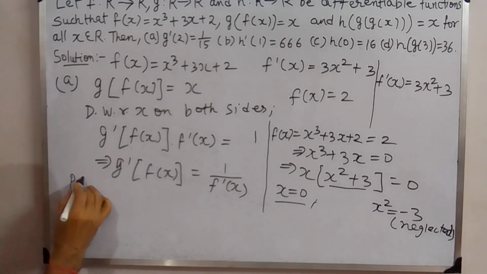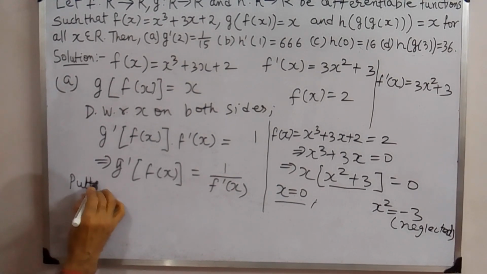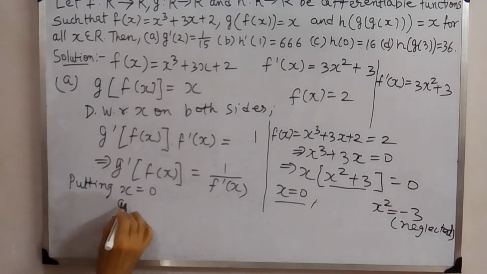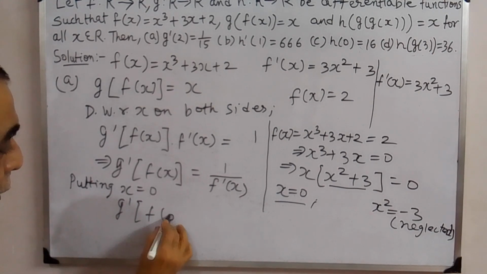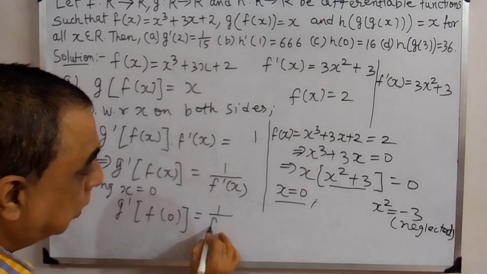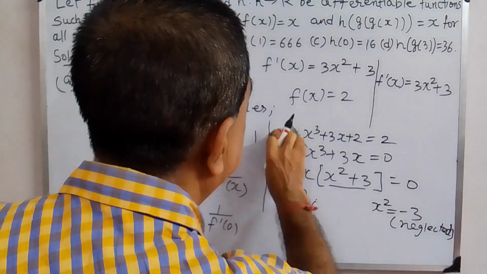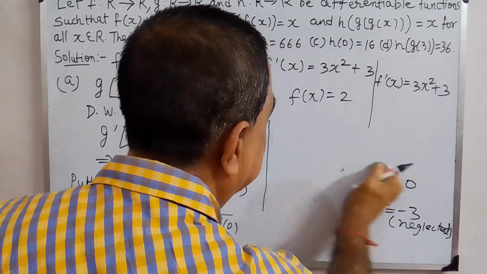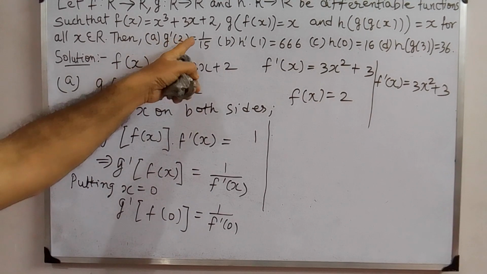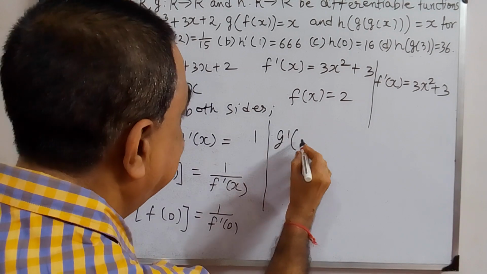Putting x equals 0, what will I get? Here I will get g dash f(0), since for x I am putting 0, that will become equal to f dash 0. So now I am finding the value. f(0), as I have already shown you, has the value 2. So this will become g dash 2.